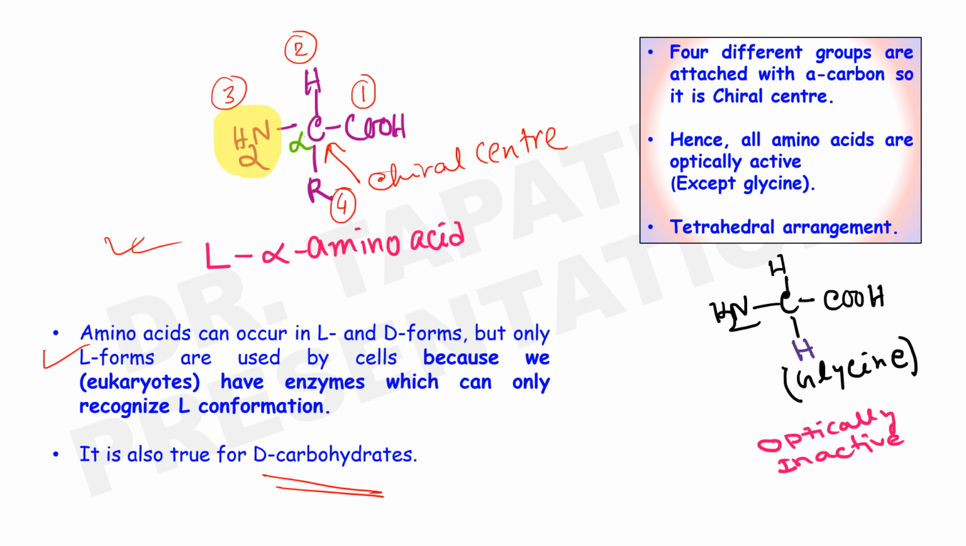Therefore, except glycine, where the alpha carbon is not chiral because two hydrogen atoms are attached to the alpha carbon. So it is not a chiral center. Hence, except glycine, all other amino acids are optically active. Glycine is optically inactive because of the absence of a chiral center.